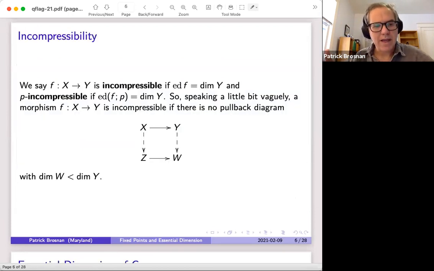Okay. So a lot of the theorems here, like the optimal ones, are about incompressibility. So we say a morphism F from X to Y, and maybe this should be a generically finite morphism, is incompressible if the essential dimension of F is the dimension of Y, and P-incompressible if the essential dimension of F at P is the dimension of Y. So speaking a tiny bit vaguely, a morphism F from X to Y is incompressible if there's no pullback diagram, like the one I just drew here, X to Y, with a rational map to Z to W, where the dimension of W is less than the dimension of Y. So the morphism can't be gotten by pullback from anything of dimension smaller than the dimension of Y.